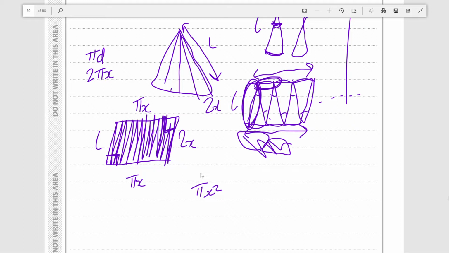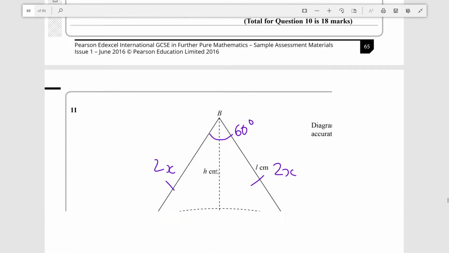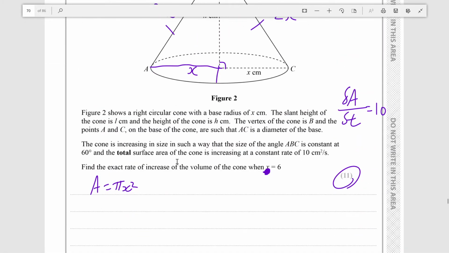And then we get that this part must be equal to pi xl, so pi x squared plus pi xl. Now let's go back to here and use this information to our advantage. The surface area of the cone is pi x squared plus pi xl. There are no marks for determining this during the exam.